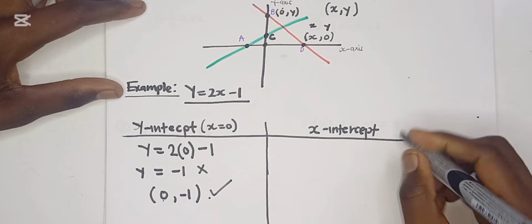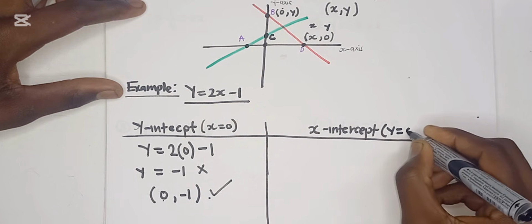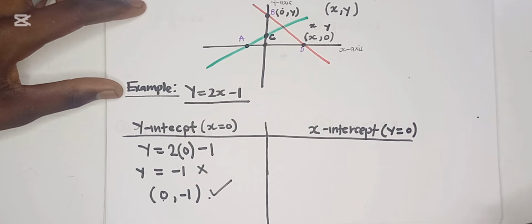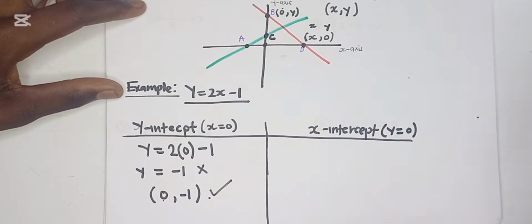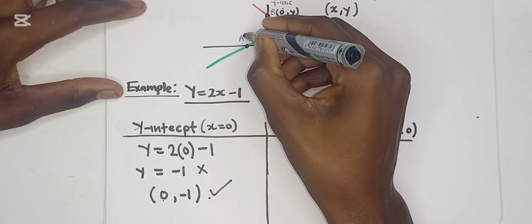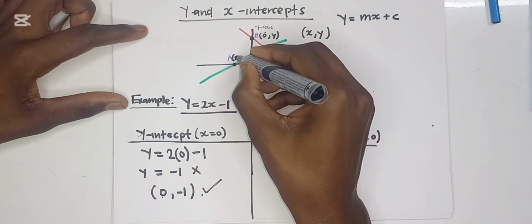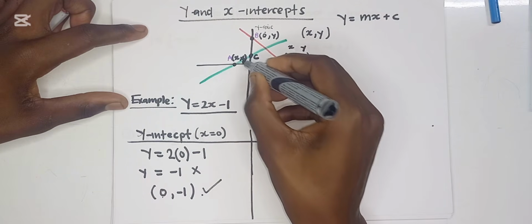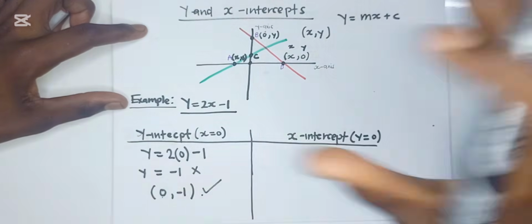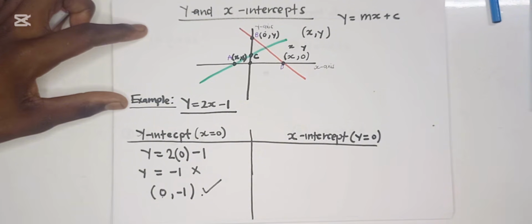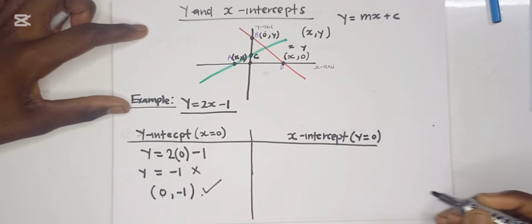And to find it, we have to let y be equal to 0. Why do we let y be equal to 0? It's because any point that is an x-intercept already has a y value of 0. Look at this point A here. What will be the y value of it? It's going to be 0. Why? It is because it is on the x-axis. Any point that is here, the y coordinate of it is always going to be equal to 0.